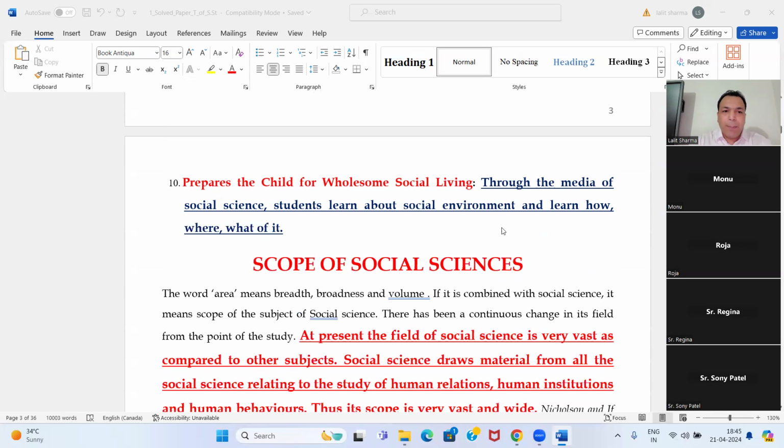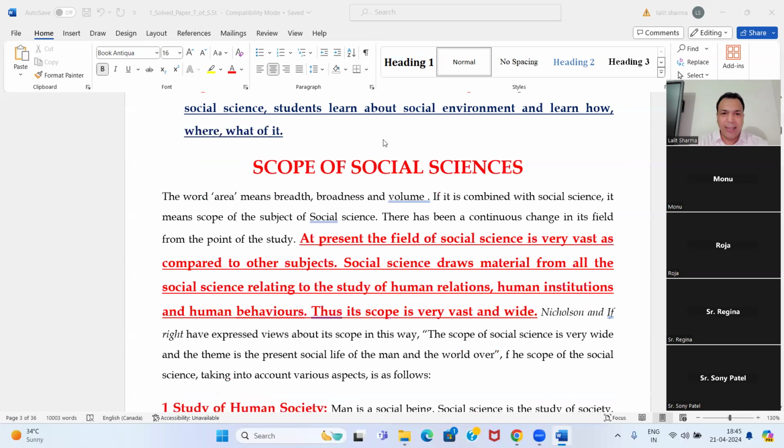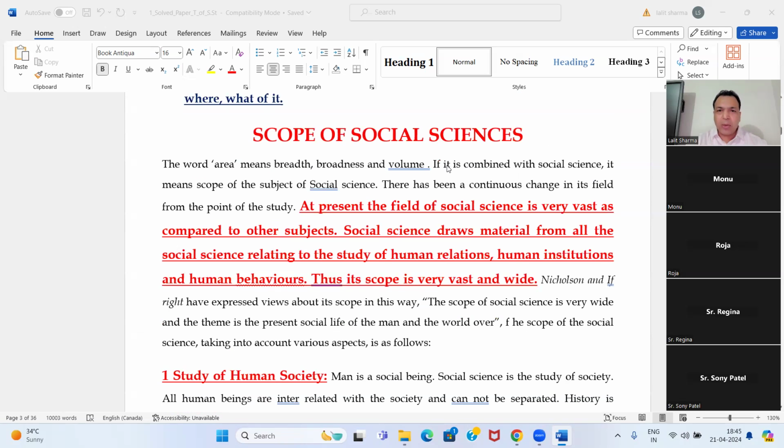Next, last, is to prepare the child for wholesome social living. Through the medium of social science, students learn about the social environment and learn how, where, and what to do. Okay, the whole nature is done. Then the scope of social science. What is the scope of social science? In scope, you can put almost the points of the nature of social science, about social science.